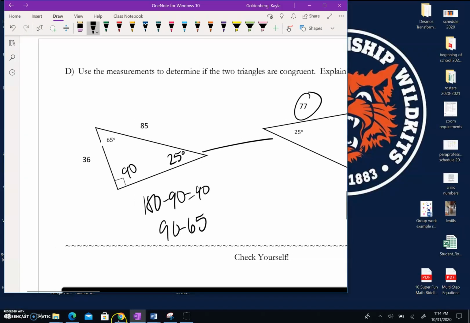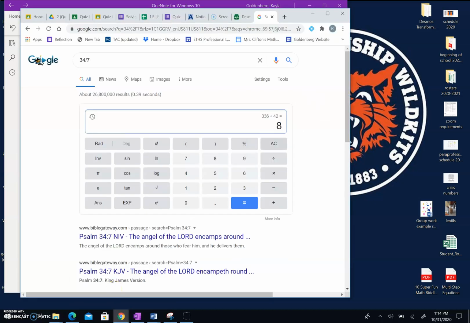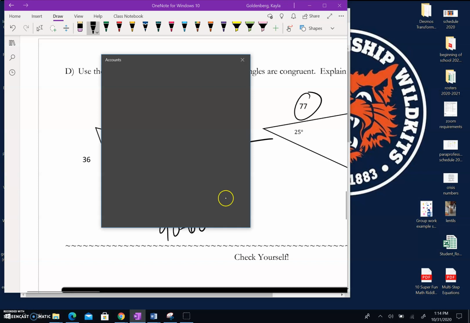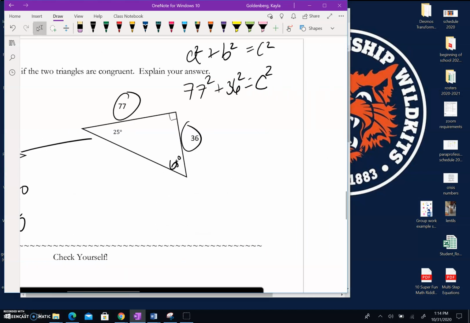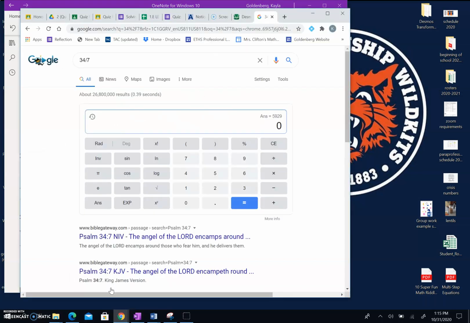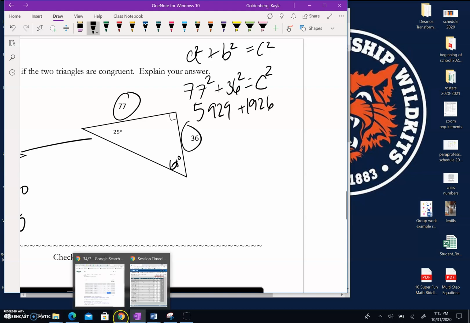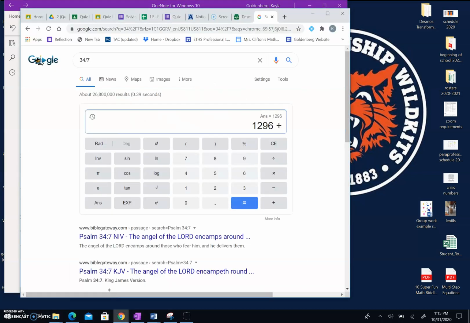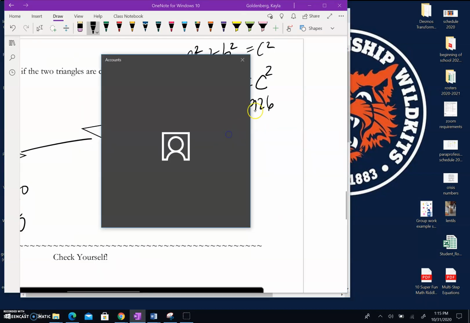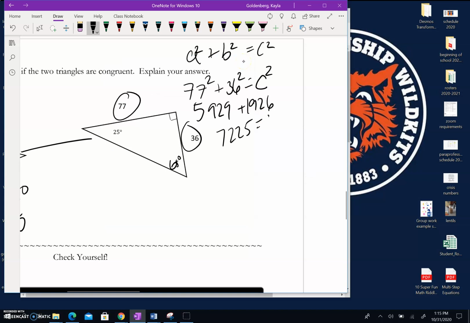So I'm going to use my calculator to do that. I'm going to do 77 squared, which is 77 times 77. 5929 is huge. I'm going to add that to 36 squared. 36 times 36 is 1296. So I'm going to be adding those together. 5929 plus 1296 is 7225. So 7225 is equal to c squared.